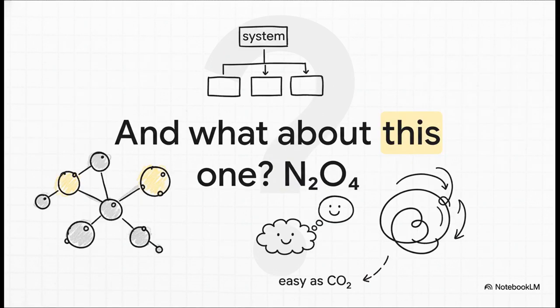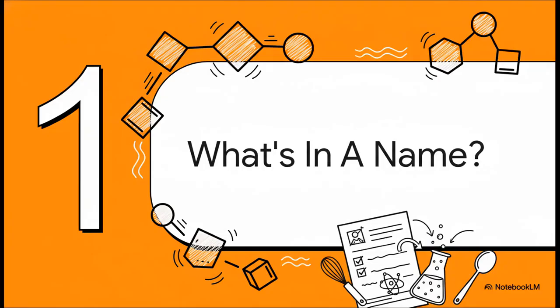And then there's this guy, N2O4. I know, it looks a lot more complicated, maybe a little intimidating, but I promise you, by the end of this, the system we're going to learn makes naming this one just as easy as our old friend CO2. So what's in a name? Well, in chemistry, it turns out everything. And thankfully, it's not random. There's a simple, logical system, like a recipe, that we can follow every single time.